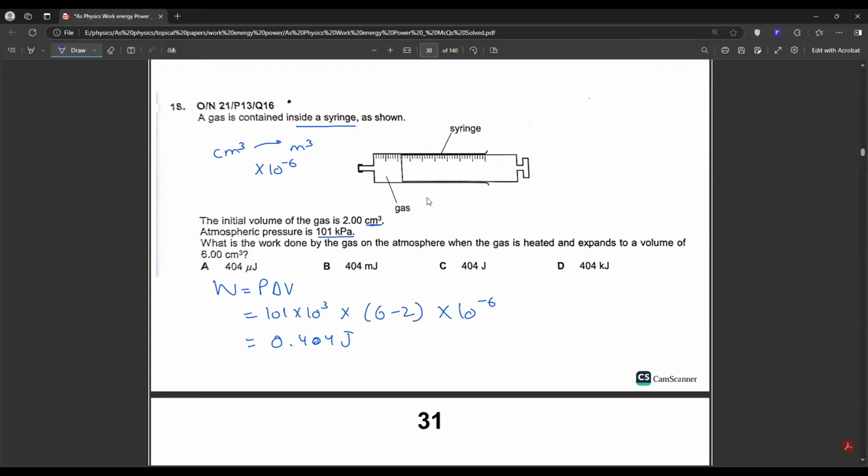However, I can see this answer B. That is what? Millijoules. So if I take this decimal three places forward, 404 into 10 raised to the power of minus 3 joules. And this minus 3 can be replaced by what? Millijoules. B is your answer. The answer to 30 is B. Perfectly fine. Let's further move ahead.